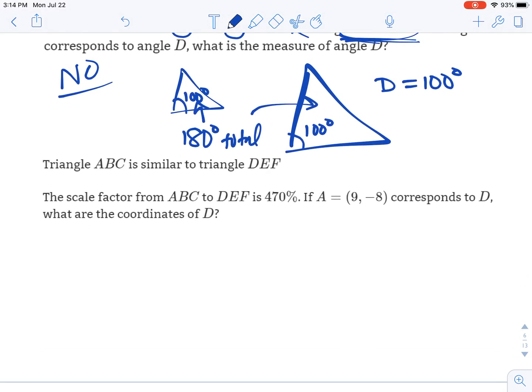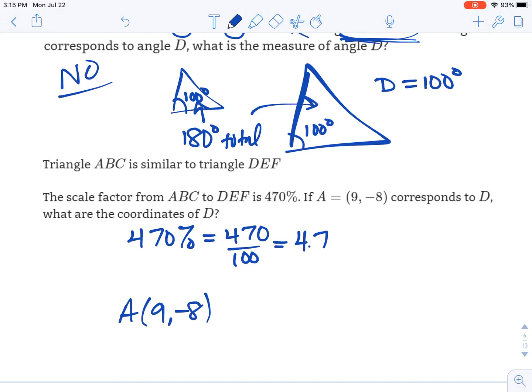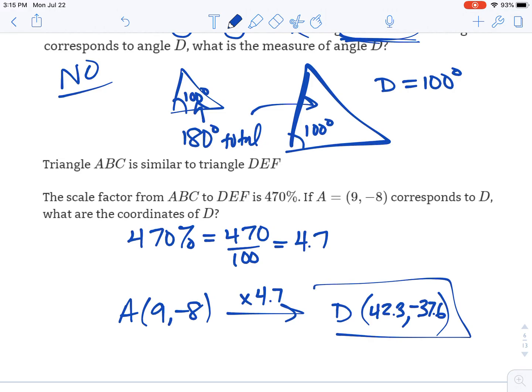For this one here, we're given the scale factor as a percent. It'll be easier to make that into a decimal. That would be 470 out of 100, which is 4.7, if you just divide those two. And then if we take A, 9, negative 8, and apply that scale factor times 4.7, we get the corresponding coordinates here of D. So all we have to do is just take 9 times 4.7, and we get 42.3. And then we do negative 8 times 4.7, and we get negative 37.6. And that would be the new coordinates of D, just using that scale factor from ABC to DEF.